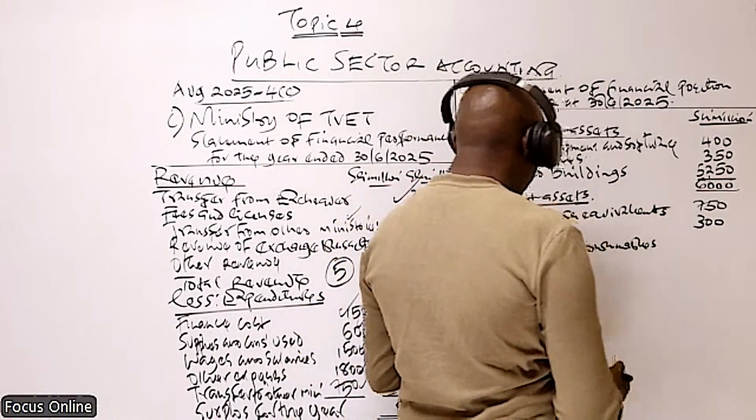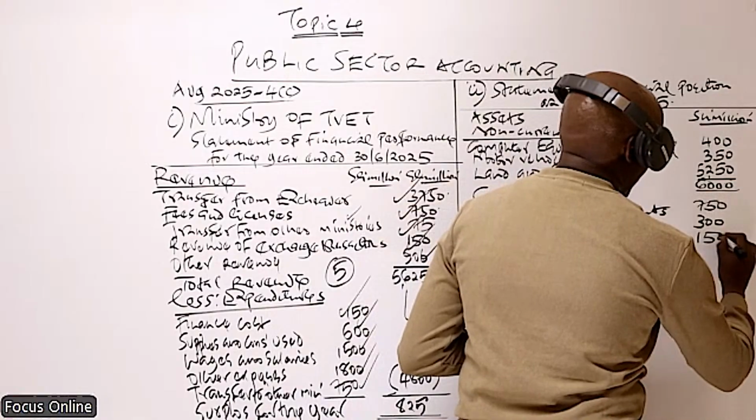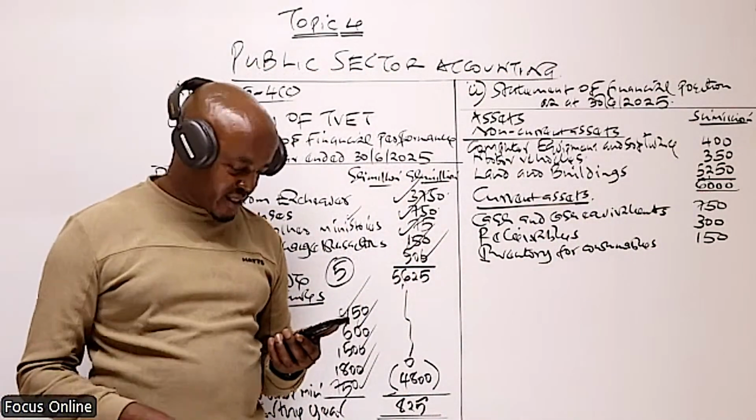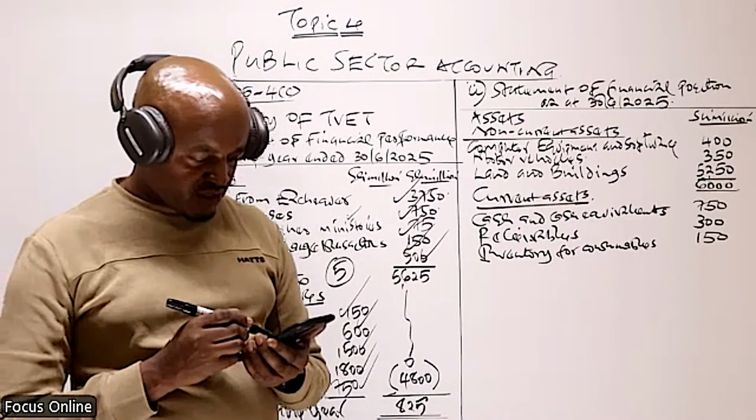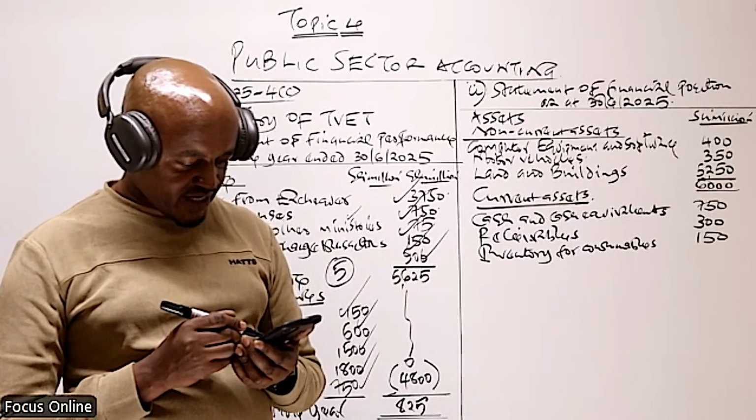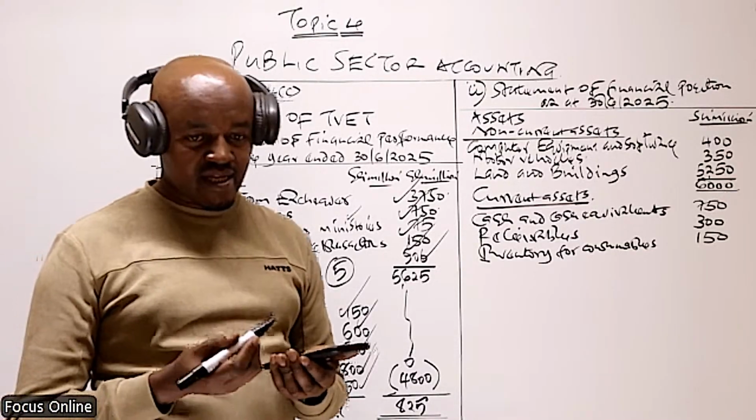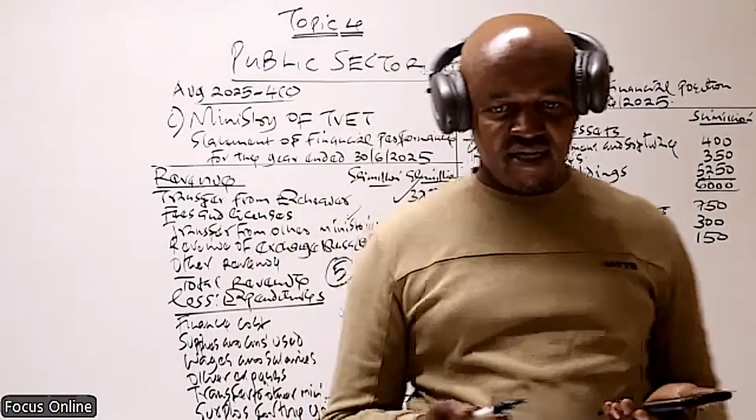Inventory for consumables is basically an amount of 150. All those are current assets. Do we have any other item of current assets? Any other item of current asset? I can't see any.